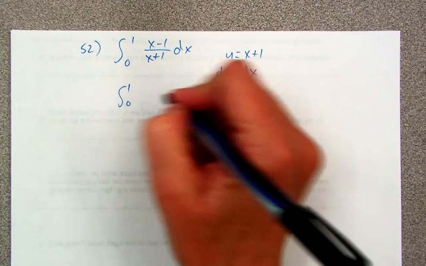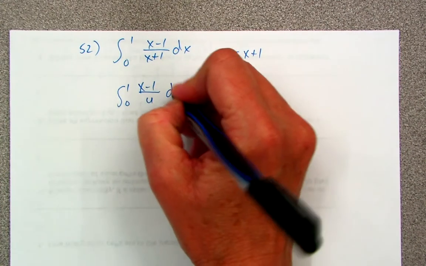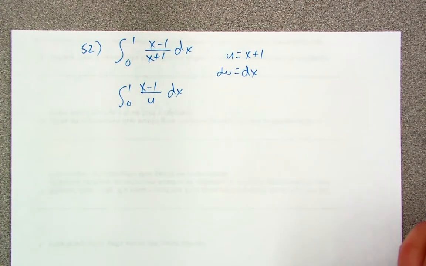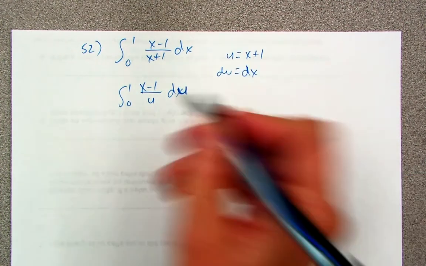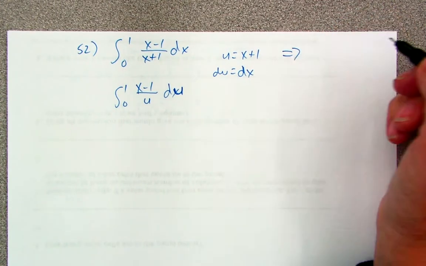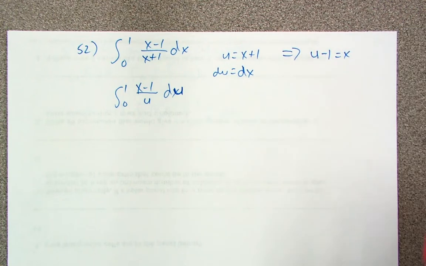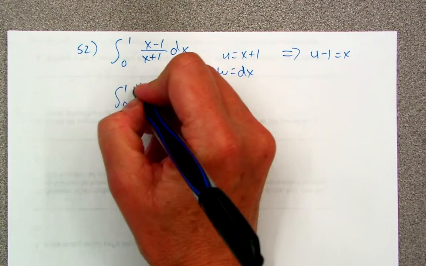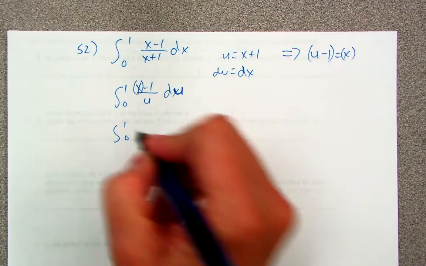So far, what do I have? I have this being u, but I have all these items still. In fact, my dx is du, sorry. But I still have this x. That means I have to take this and rewrite it. So u minus 1 equals x. So there's that x. I'm going to replace it with u minus 1.